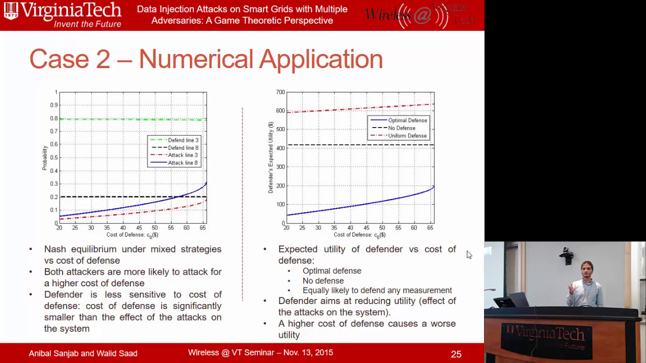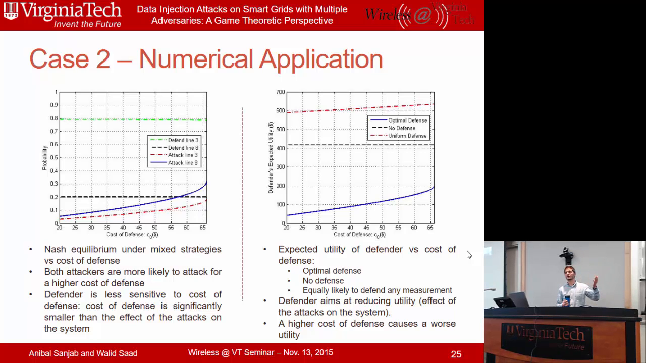So studying the equilibrium under mixed strategy, you can see on the left side the optimal or the equilibrium probability of attack and defense for the attacker and the defender versus the increase in cost of defense. Okay? So when this cost of defense increases, we can see that attacker 1, which carries out an attack over line 8, and attacker 2, which carries out an attack over line 3, are more likely to attack when the cost of defense increases, which actually makes sense, right?